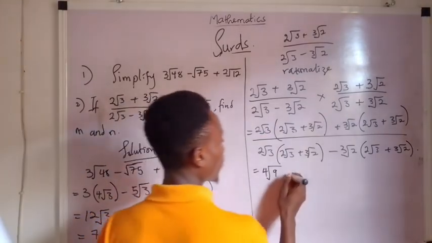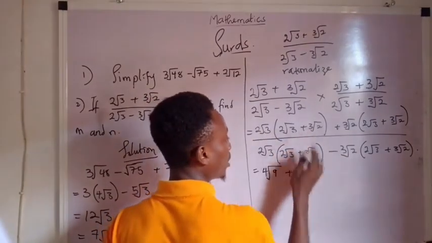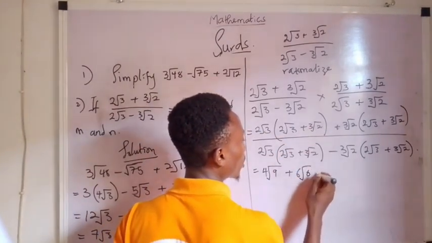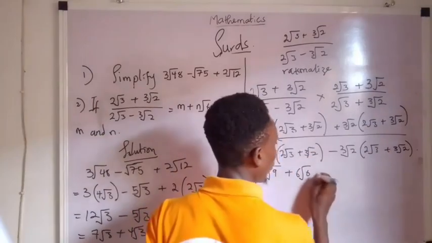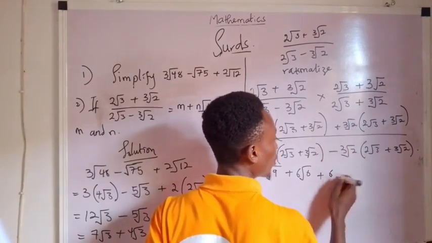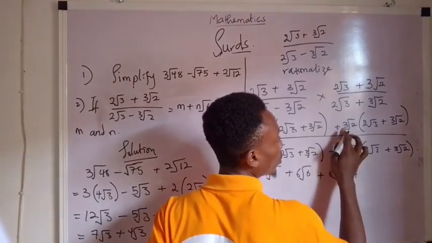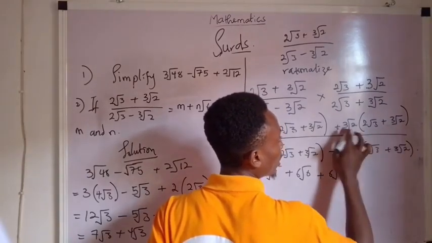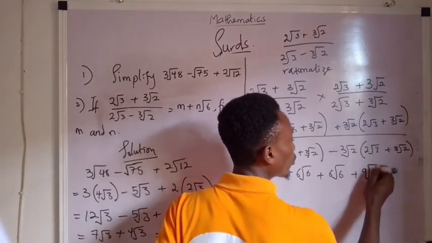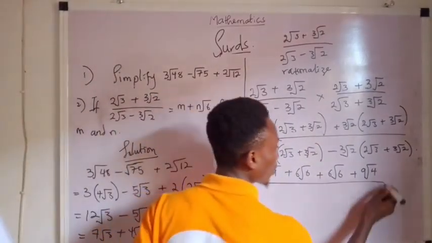4 root 9 plus 2 root 3 times 3 root 2 now. 2 times 3 is 6. Root 3 times root 2 gives us root 6. Now, plus 3 times 2 is 6. Root 2 times root 3 will give us root 6. Plus 3 root 2 times 3 root 2. 3 times 3 will give us 9. Root 2 times root 2 will give us root 4. Obviously, we'll still find the square root of these two numbers.